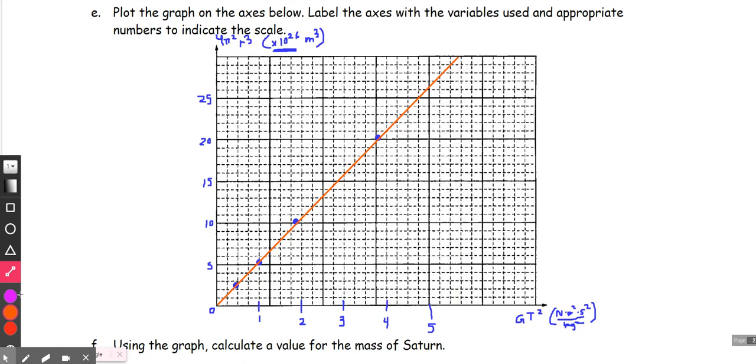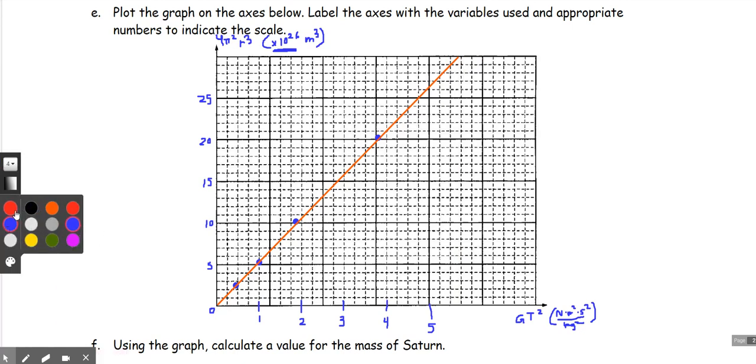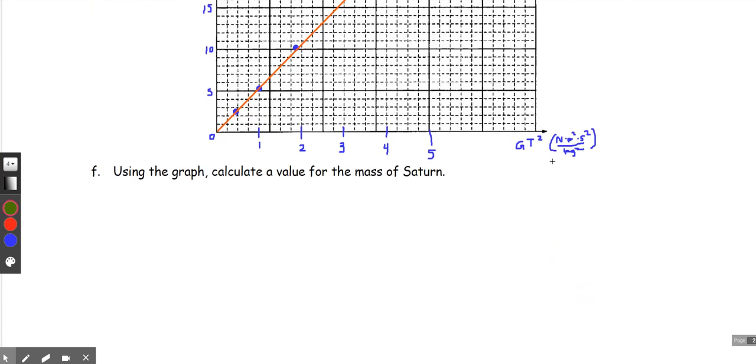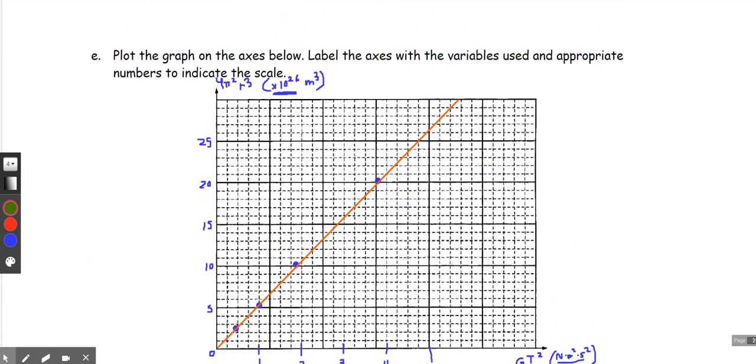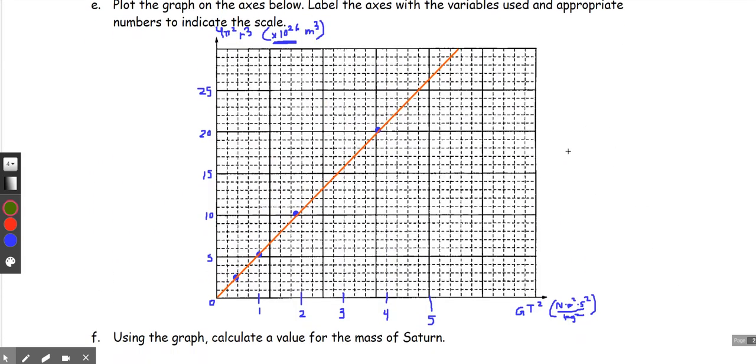Okay, and now I'm going to try to communicate a little bit to my grader about what I'm actually trying to show here. So we've gone through and we've graphed it. Now we want to use the graph to calculate the value for the mass of Saturn. So I'm going to coach them up a little bit about what I'm doing, and then I'm going to show them on this graph what I'm doing too. So I'll do that real quick.